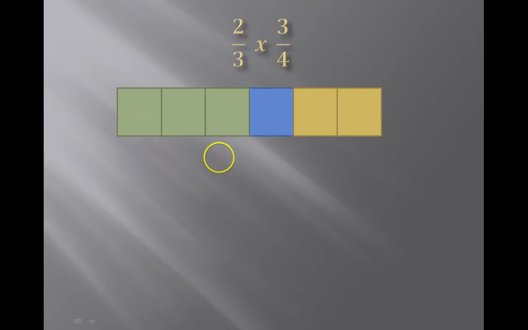And then we have 3 greens. And how many different boxes do we have? 1, 2, 3, 4, 5, 6. So it would be 3/6. We can reduce this by dividing them both by 3. And you can see it's 1/2. And that looks exactly like 1/2.